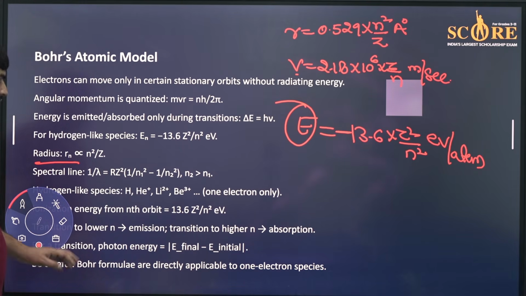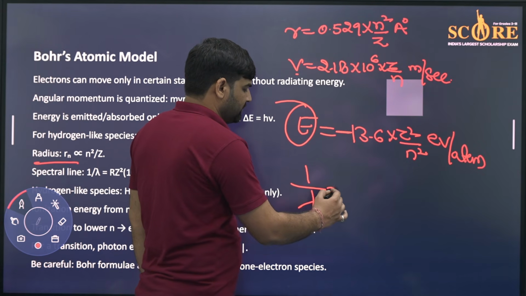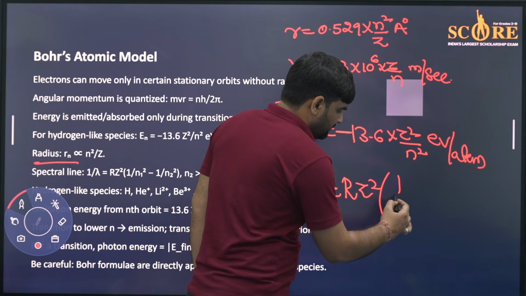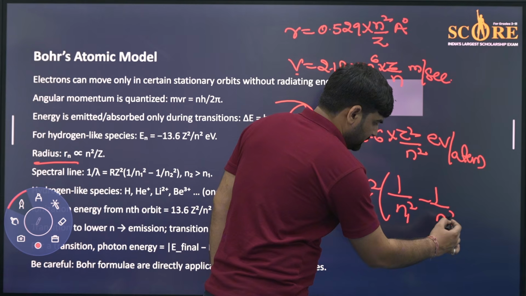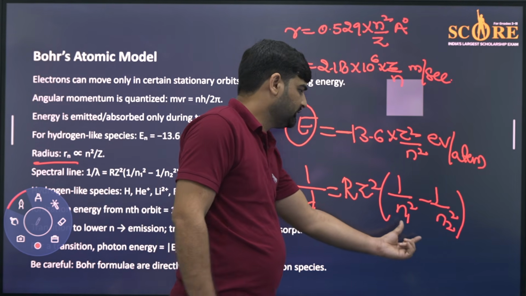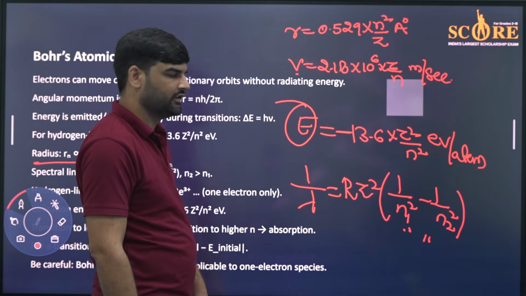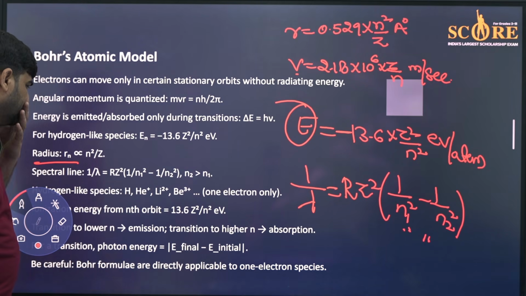Radius. Also one thing is spectral line lambda. 1 upon lambda equals R Z square into 1 upon n1 square minus 1 upon n2 square. This term should be positive, so arrange n1 and n2 accordingly. R is Rydberg constant, Z is atomic number, lambda is the wavelength.